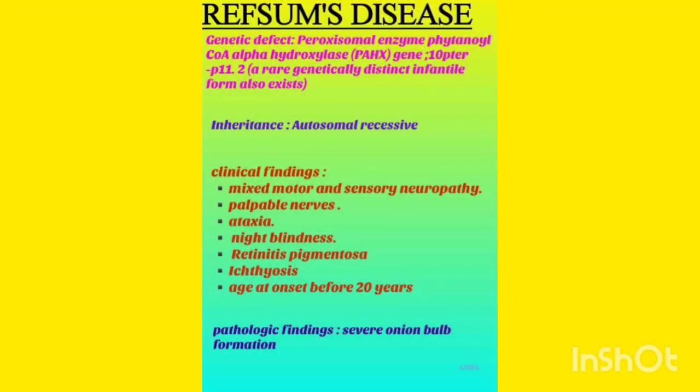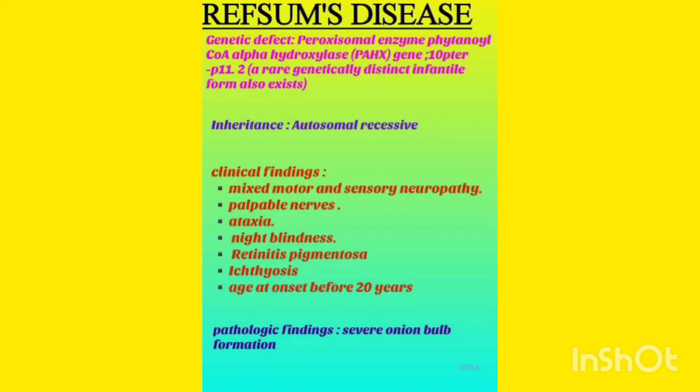Look at this slide. What is it teaching? Refsum disease is a genetic defect. There is a genetic defect in a peroxisomal enzyme, phytanoyl CoA alpha hydroxylase. So what is the enzyme that is lacking? Phytanoyl CoA alpha hydroxylase. Now what is the process that is disrupted? Alpha hydroxylation. Remember I told you, alpha hydroxylation is the process that is disrupted.